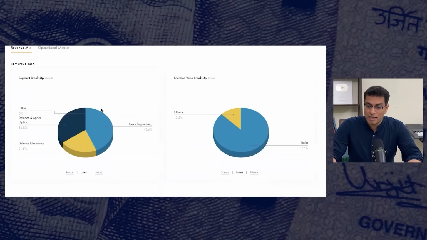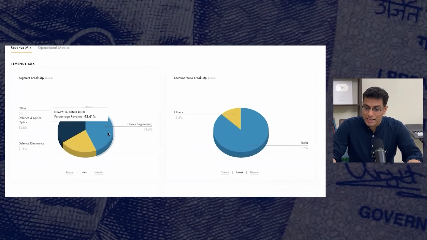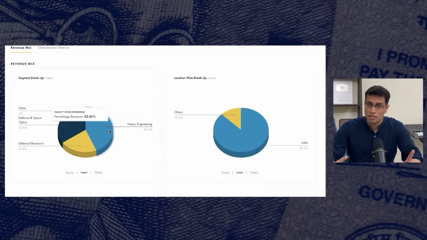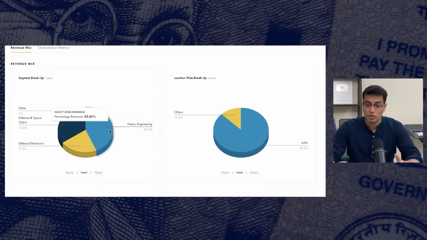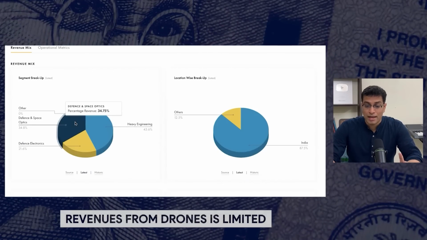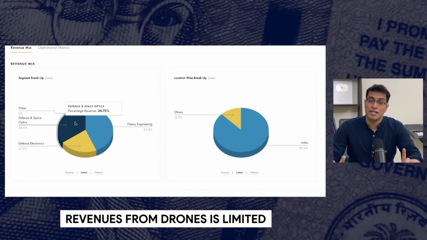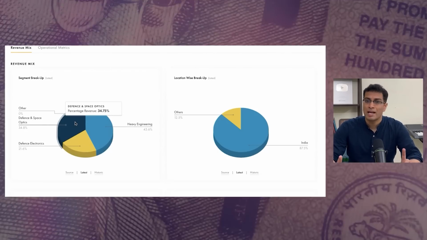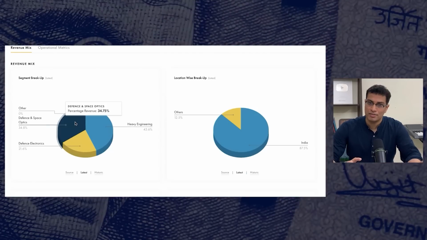But here is the segmental overview of Paras Defense. So you can clearly see that 45% of their revenue comes from heavy engineering. This is not drone-based manufacturing. So this has got nothing to do with drones. Again, when it comes to defense and space optics, their revenues are huge from this. This is a major revenue stream for them. And again, this has got limited functionality with drones.